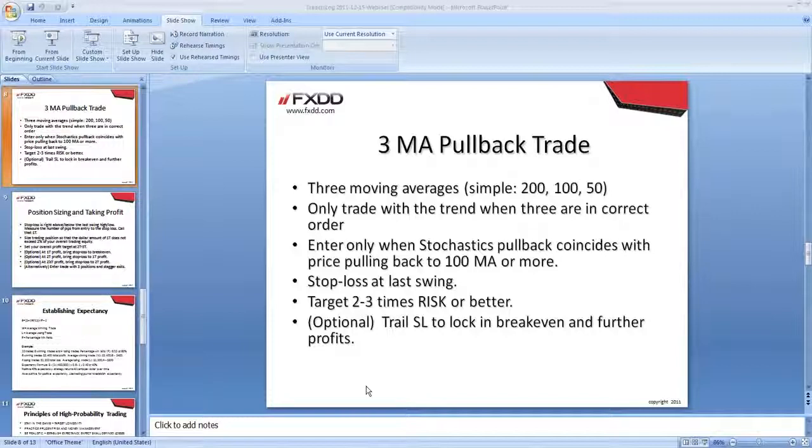Okay, so once again, in an uptrend, the stochastics should have been underneath oversold or at oversold, at the 20 line or underneath the 20 line, and then crossing above. In a downtrend, the stochastics should have been above the 80 line or at the 80 line, and then crossing down. Okay, hopefully that makes sense.